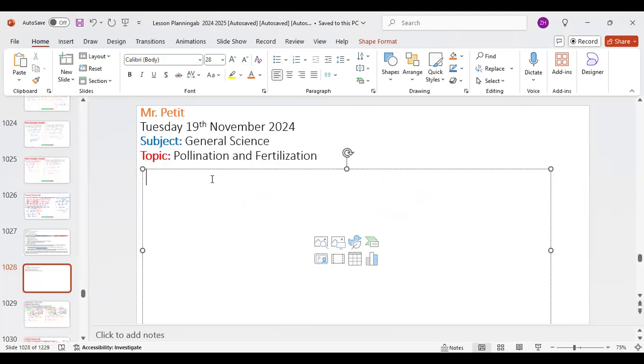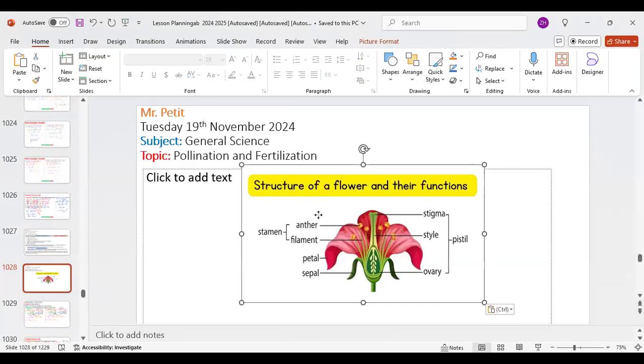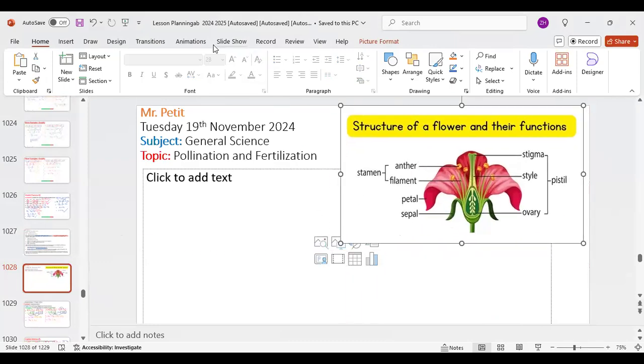Okay, pollination and fertilization. So let's just recap the parts of the flower. I just want to show you all that again. Let me just show you all the picture first. So this is the picture that I gave you all last week. And we're gonna go over it. So this is the part of the flower.